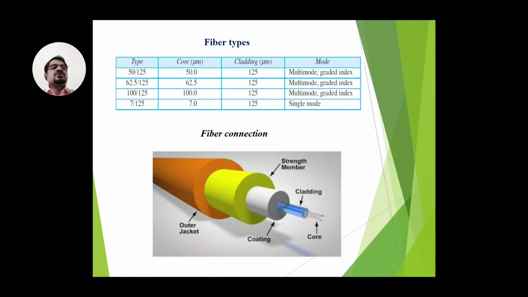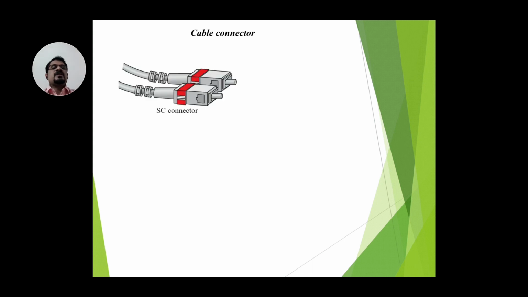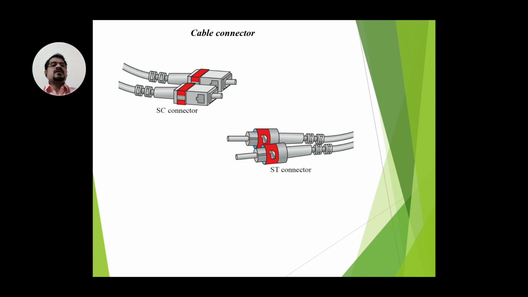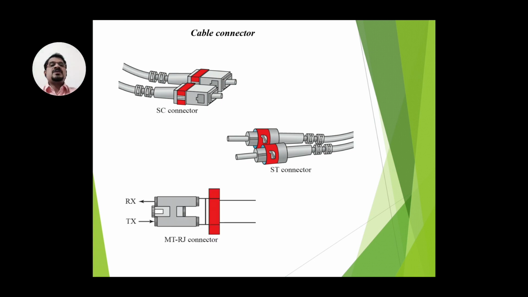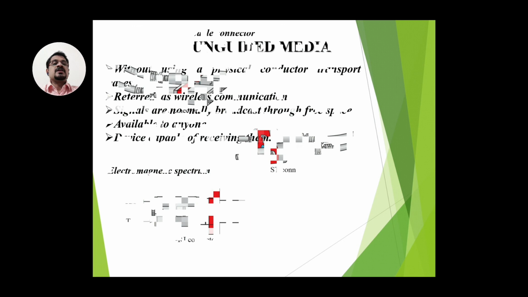In the fiber connection below, you can see there is a common core, then cladding, then coating, and then a strength member which is shielded as a metal, and finally the outer jacket. How these fibers are connected is with the help of cable connectors, which we are going to see. There are 3 different types of connectors: SC connector, ST connector, and MT/RJ connector. These are the 3 different types of connectors used in fiber optic transmission.